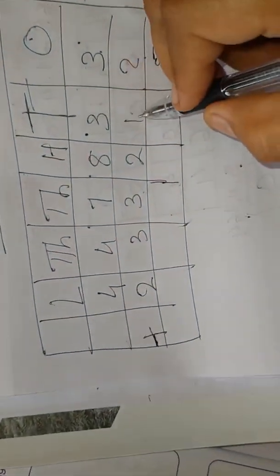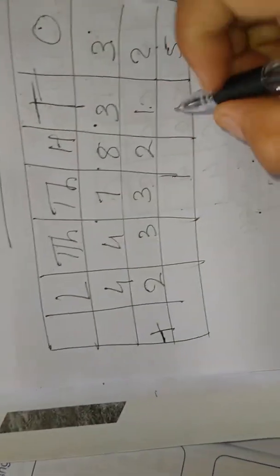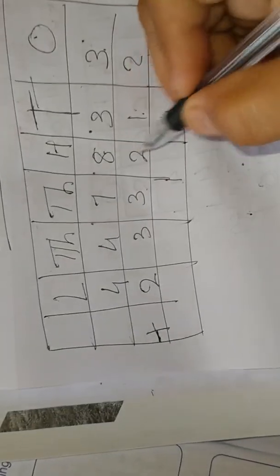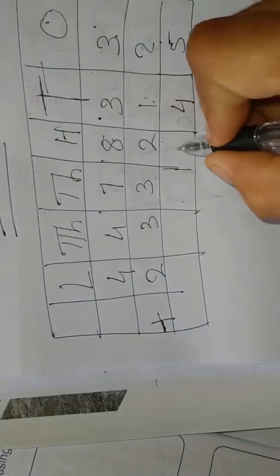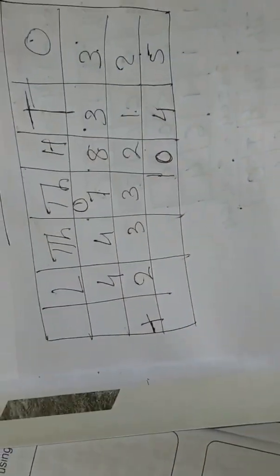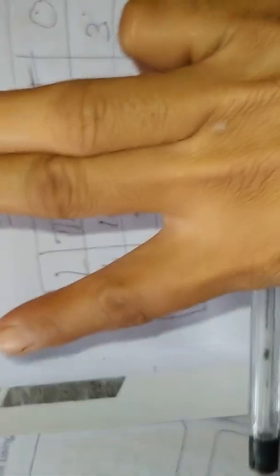3 plus 1, 3 on your mind, 1 on your finger, 3 after 4. So here we have to write 4. 8 plus 2, 8 on your mind, 2 on your finger, 8 after 9 and 10. So we have to write here 10. We have to write here 0, 1 is a carryover. 1 plus 7, 8 is there, 8 plus 3, 8 on your mind, 3 on your finger, 8 then 9, 10, 11. So here we have to write 1, 1 is a carryover.